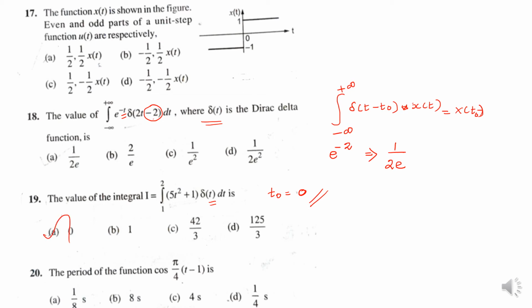And next, the period of the function cos pi by 4 into t minus 1 is. How to find out the period? Period is 2 pi by omega is the equation to find out the period. So 2 pi by, what is the omega value? That is pi by 4. Now pi and pi get cancelled. 2 divided by 1 by 4, that is 2 into 4, that is 8 seconds. So 8 seconds is the correct answer.